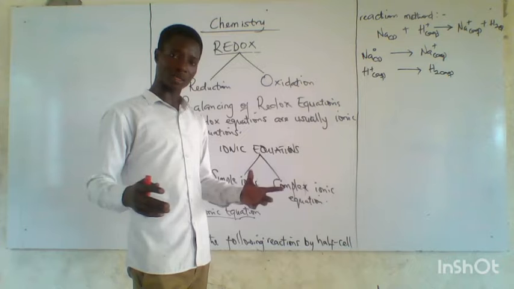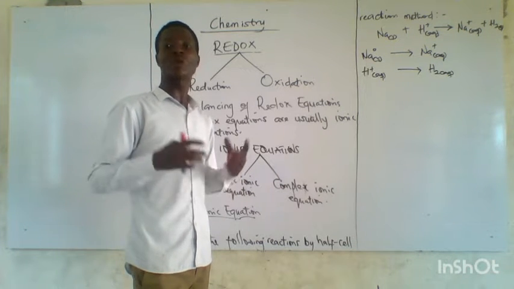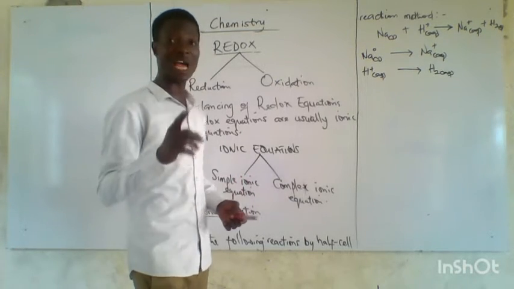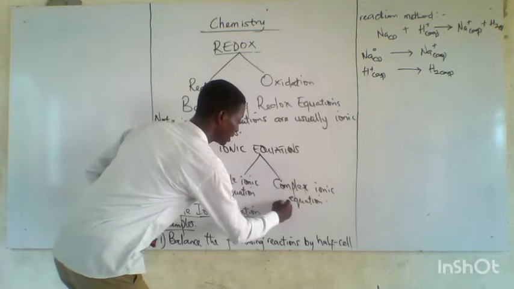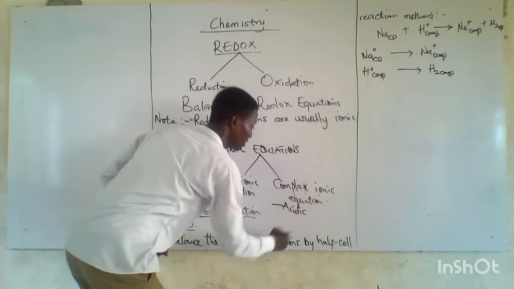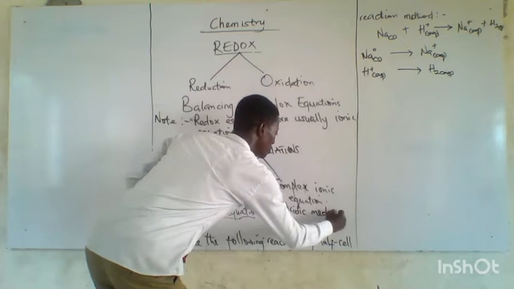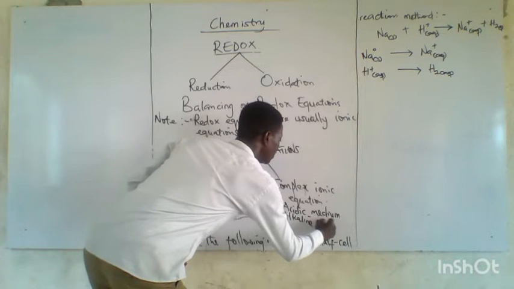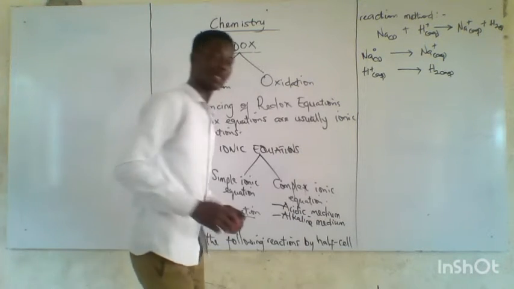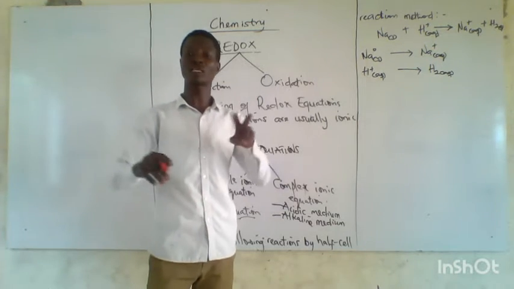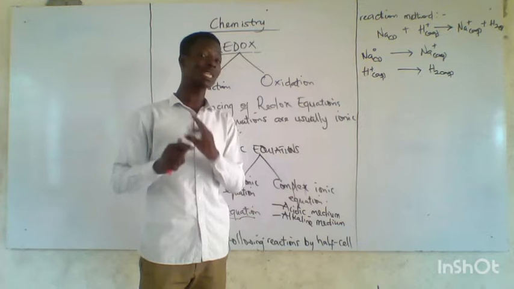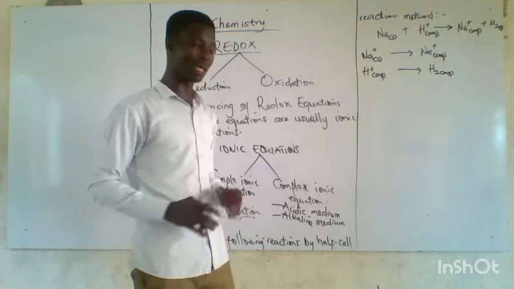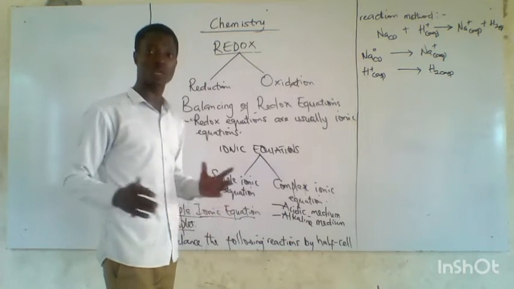So when it is complex, what questions can they ask regarding that? Do you get it now? They can either ask you to balance it in acidic medium, or they ask you to balance it in alkaline medium. So these are the two methods of balancing complex ionic equations. And don't forget that for a complex ionic equation, there must be presence of oxygen there. Does that make sense? So if that is the case, can we have a question under simple ionic equation?